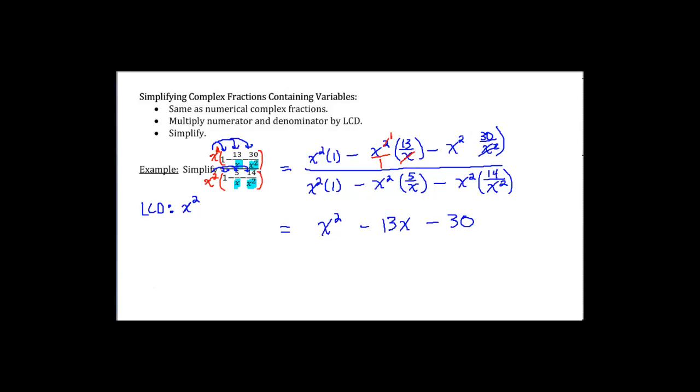All right, those x squareds canceled. Now let's look at our denominator. I get x squared times 1, which is x squared. Here, again, we can write that over 1, and one of the x squareds cancel, so we're left with minus 5x. And then again, these x squareds cancel here, so we have a minus 14.